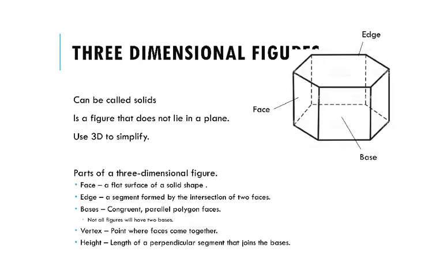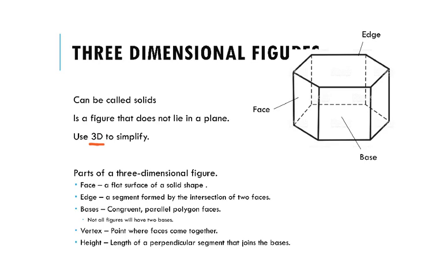So first and foremost, what is a three-dimensional figure? It can be solid. A three-dimensional figure is a figure that does not lie in a plane, and we use 3D to simplify. You guys are probably used to seeing 3D, especially when it comes to movies and anything like that. But a three-dimensional object is what we use 3D for.